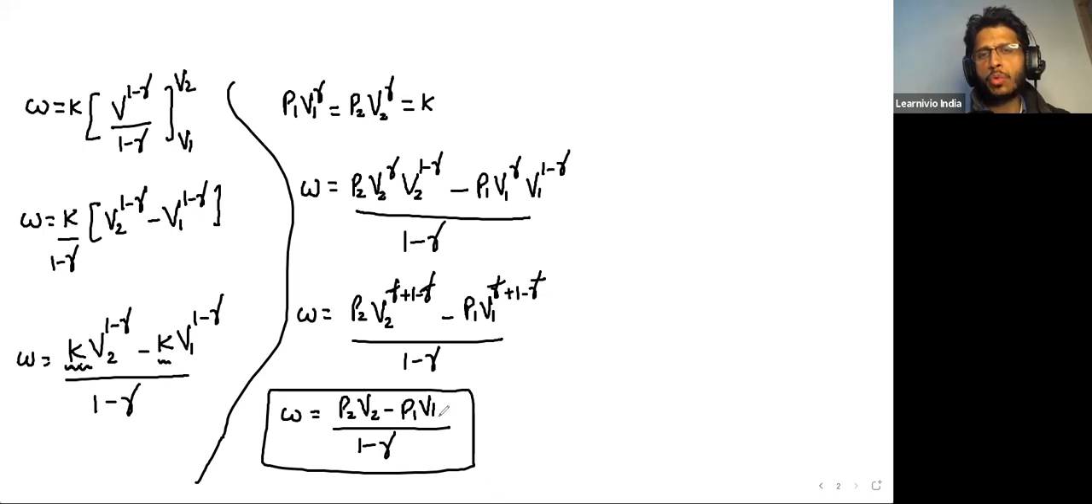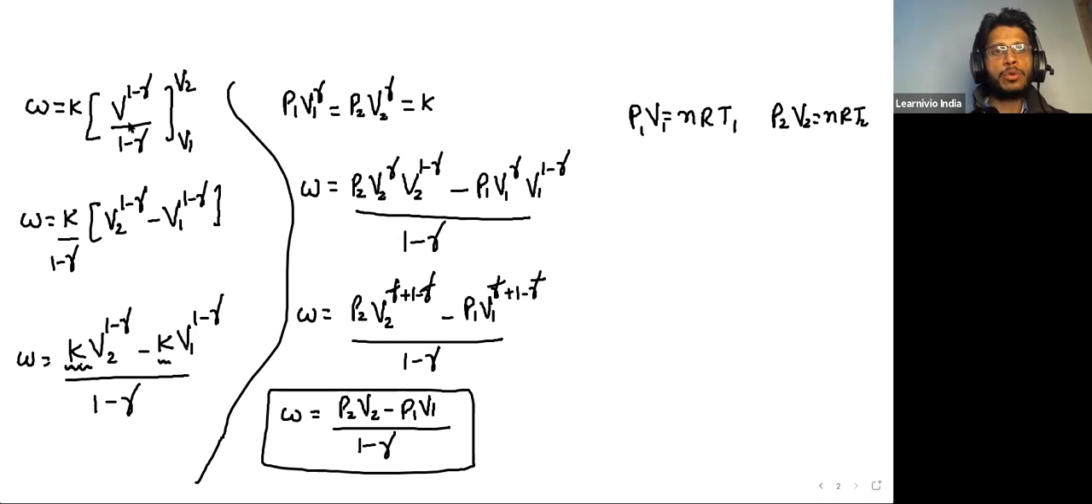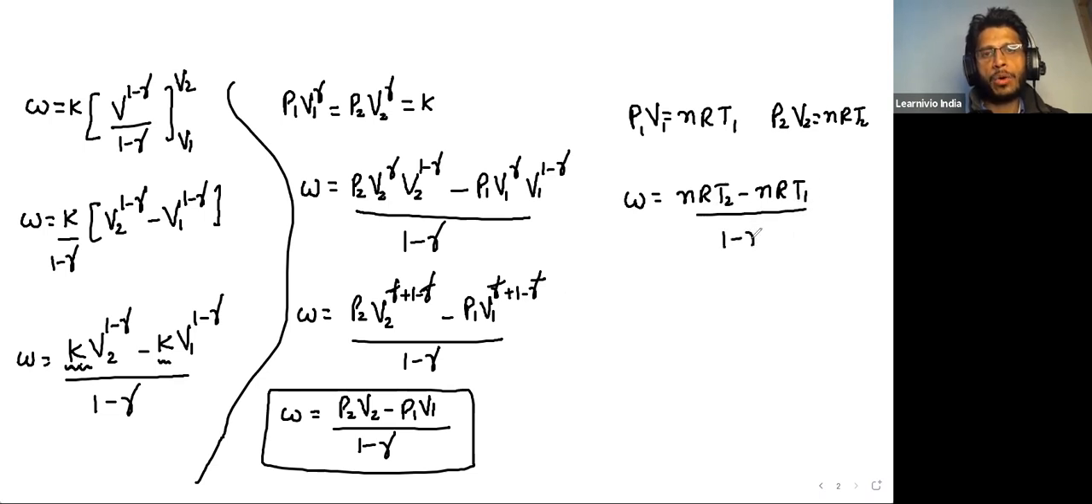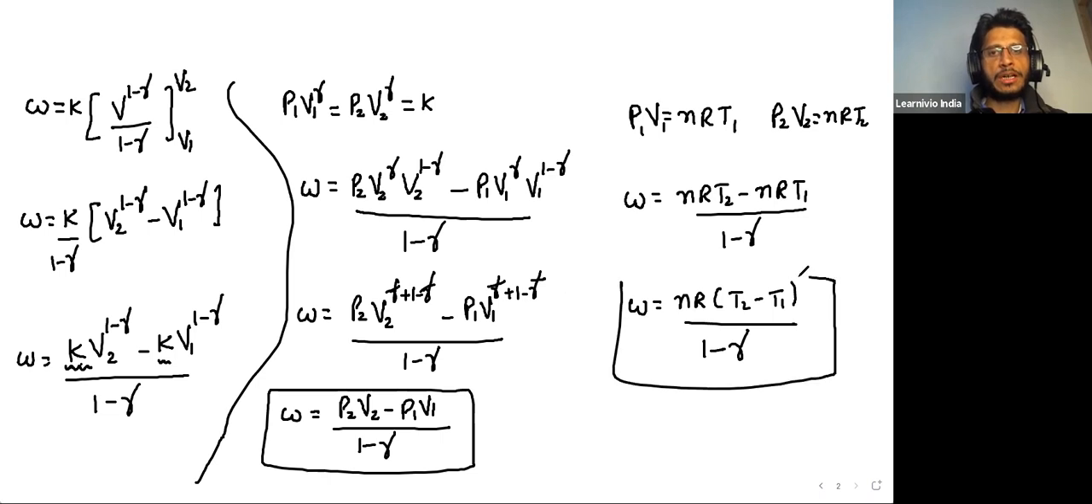If you want, you can also convert this work done in terms of temperature. So what one can do is, you can just write PV is equal to nRT. So instead of this P1 V1, you can write nRT1 using the ideal gas equation, and instead of this P2 V2, you can write nRT2. Now, if I do these substitutions here, your work done comes out to be nRT2 minus nRT1 divided by 1 minus gamma. Next, we can take this nR as constant. This is nR times T2 minus T1 divided by 1 minus gamma. So this is the expression of work.